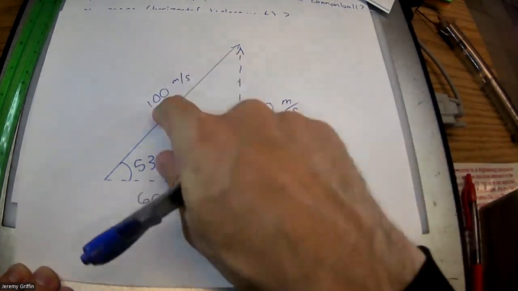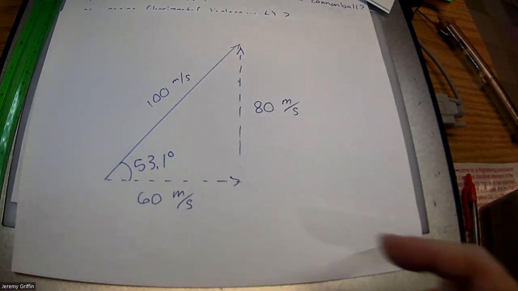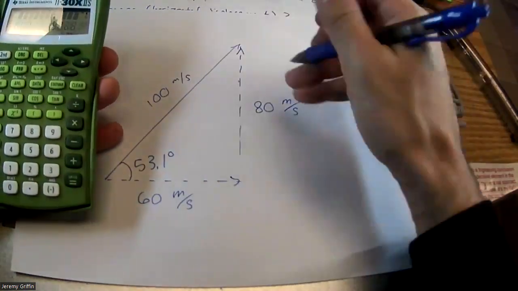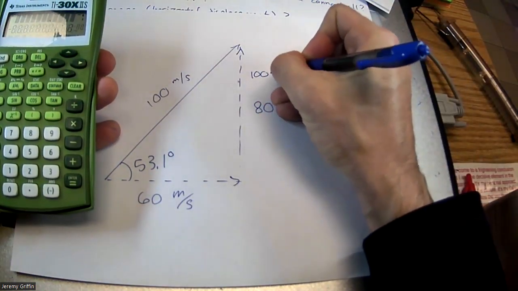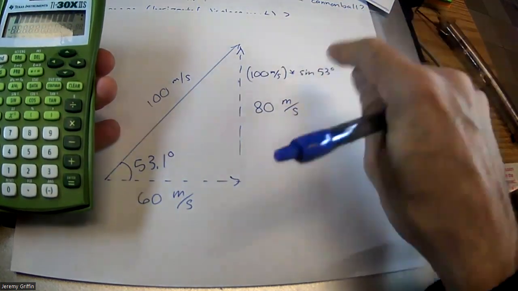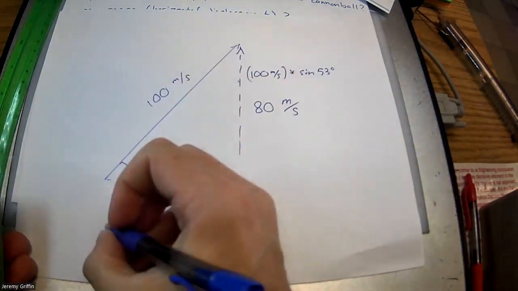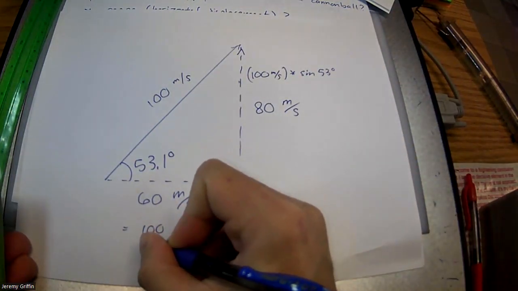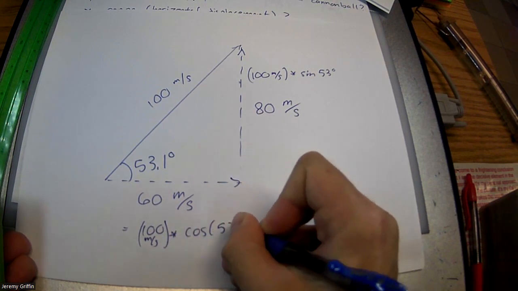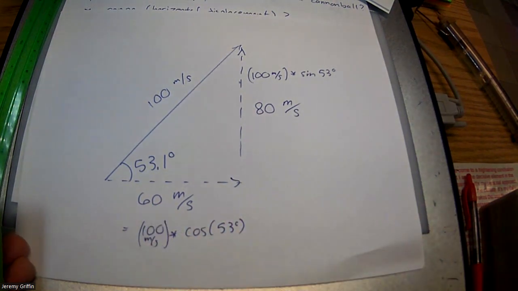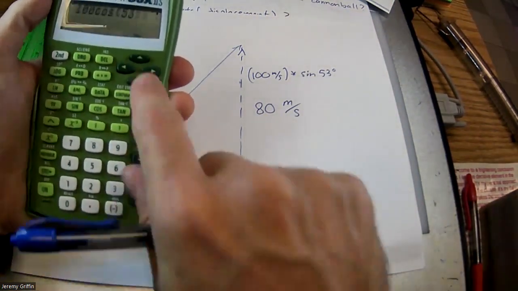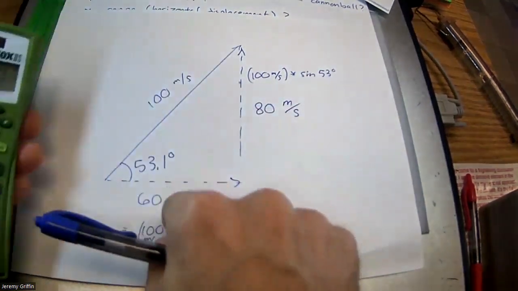Hey, is that a 3, 4, 5 right triangle? How many guys know as soon as you saw 53 degrees, oh, that's gonna be a 3, 4, 5 right triangle? Okay. Here, how could you get that? Isn't that 100 meters per second multiplied by sine of 53 degrees? And this is 100 meters per second multiplied by cosine of 53 degrees. Then you get that. That's where it comes from, right? 100 cosine 53 degrees, 60 meters per second. Boom, right there.